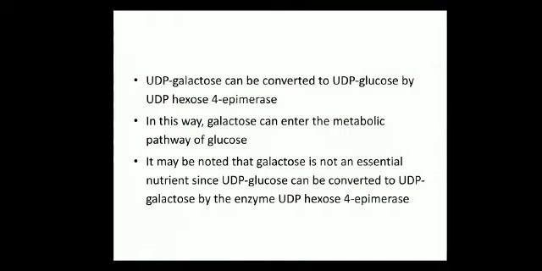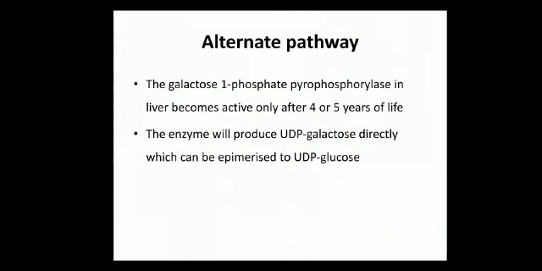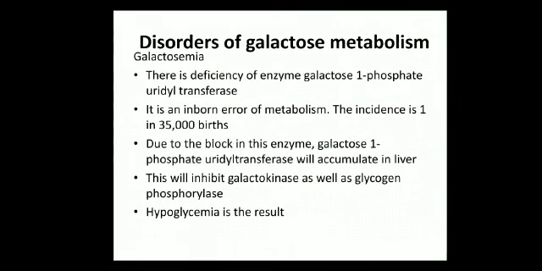So what is the importance of galactose? Galactose is converted into glucose, which can enter further metabolic pathways. It may be noted that galactose is not an essential nutrient, since UDP glucose can be converted into UDP galactose by the enzyme UDP hexose 4 epimerase, which is one of the alternative pathways. Galactose 1 phosphate uridyl transferase in the liver becomes active only by 4 or 5 years of life. This enzyme will produce UDP galactose directly, which can be epimerized to UDP glucose.